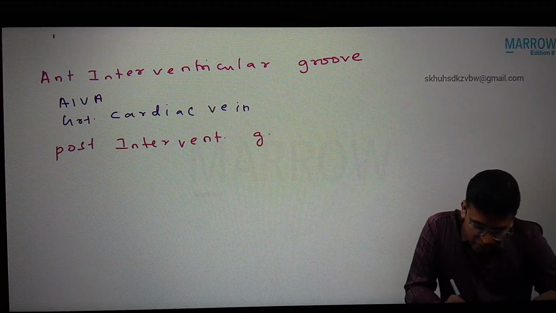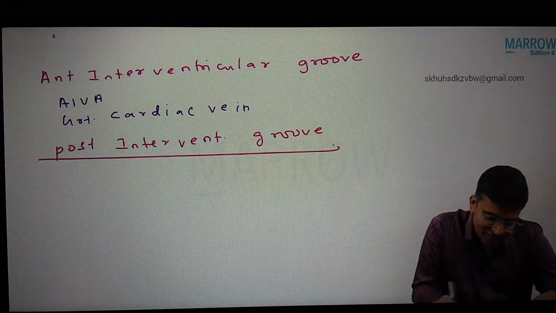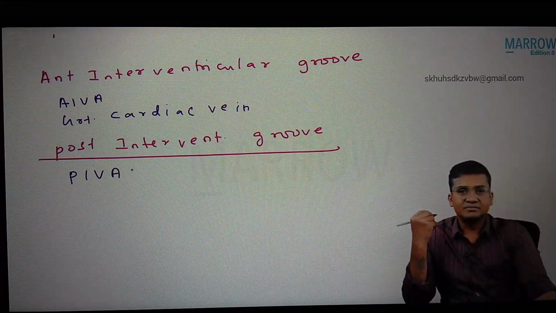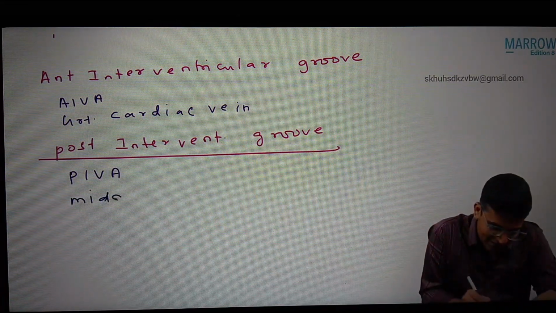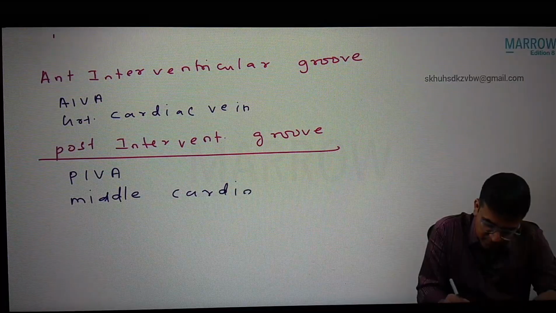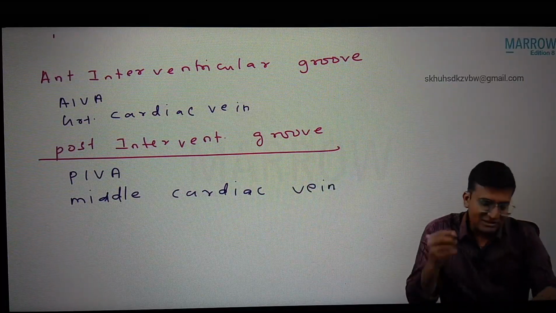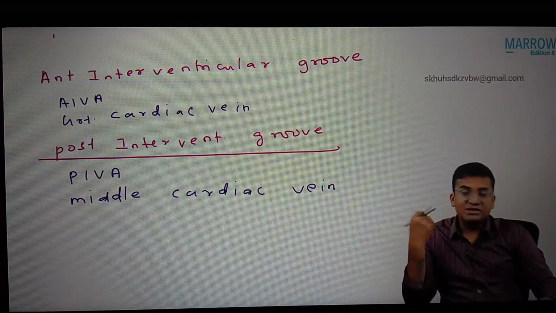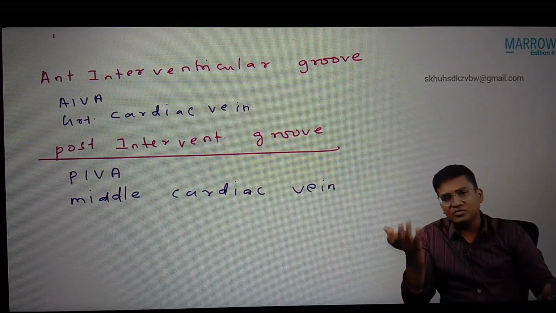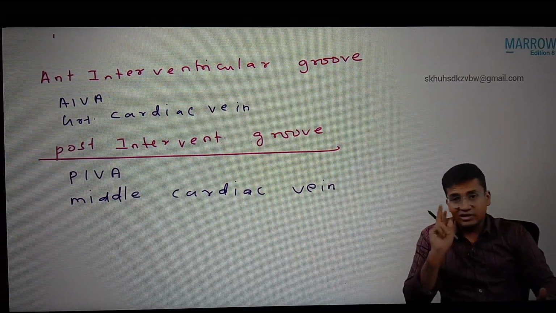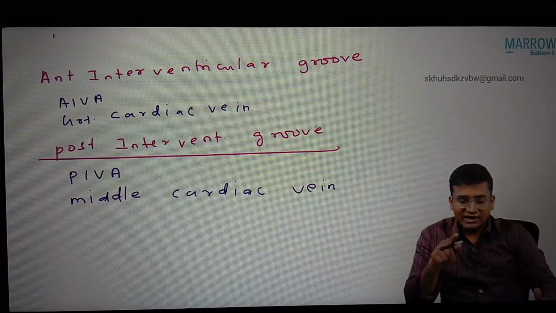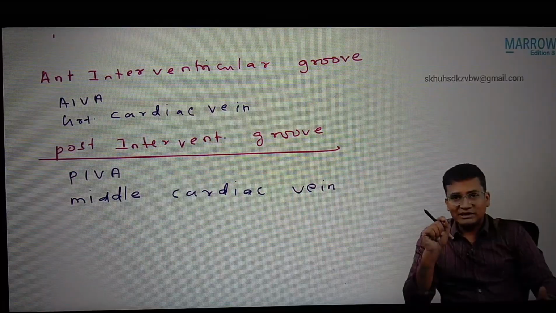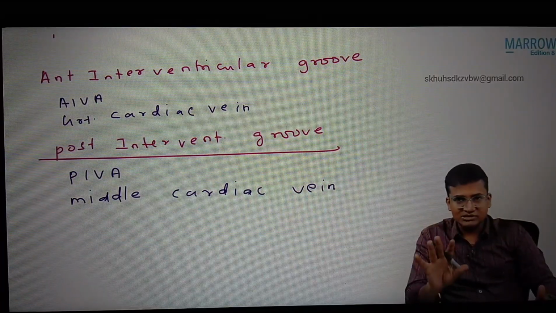Next, the posterior interventricular groove, or posterior interventricular sulcus. What is present? The posterior interventricular artery and one vein, the middle cardiac vein. Everybody knows the anterior interventricular artery is present in the anterior interventricular groove, and the posterior interventricular artery in the posterior interventricular groove. The point is, they'll ask you the vein. The great cardiac vein is present in the anterior interventricular groove and the middle cardiac vein in the posterior interventricular groove. That is the question.